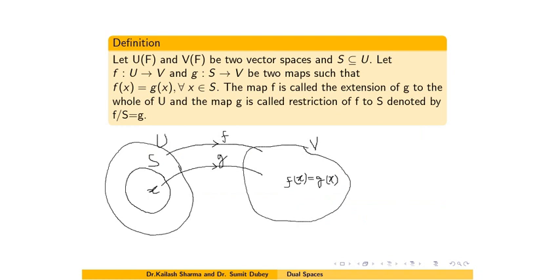Let U(F) and V(F) be two vector spaces and S be a subset of U. Let f from U to V and g from S to V be two maps such that f(x) and g(x) are equal, that is f(x) = g(x) for all x in S. Then the map f is called extension of g to the whole of U, and the map g is called restriction of f to S. And we denote it like this: f restricted to S equal to g.